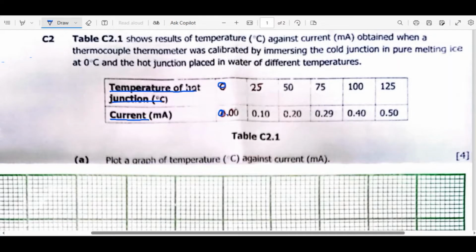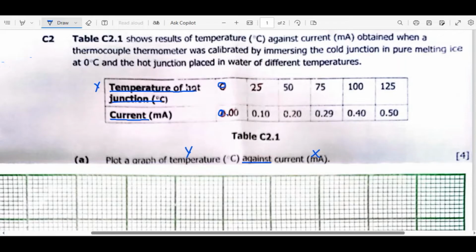Now, in mathematics, you are given the scale. You are told to use a scale of this to represent this. Now, unlike mathematics, in science you have to make your own scale. We are not given the scale, so we have to make our own scale based on the numbers that we have in our table. So question A: plot a graph of temperature in degrees Celsius against current in milliamps. The factor that comes after "against" goes on the x-axis. So our current will be on our x-axis, then temperature on our y-axis.